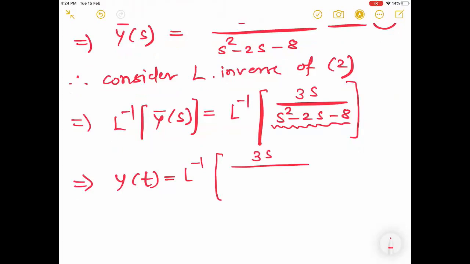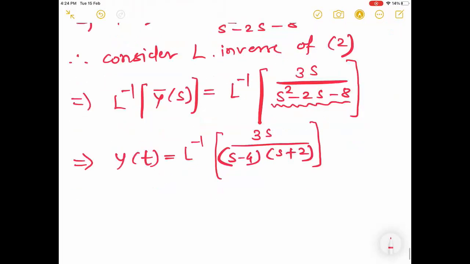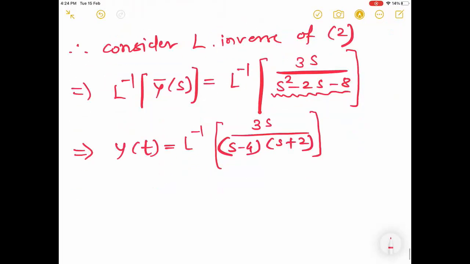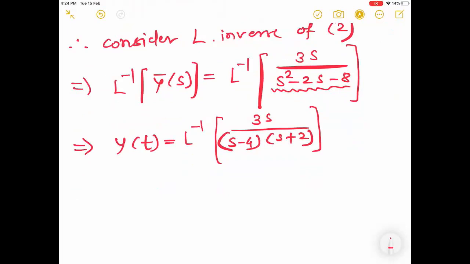S minus 4 into S plus 2. Very good. And therefore, now linear factor means you can apply the partial fraction method. Two factors are there. Therefore, take it separately if you want. Otherwise, here also you can do it.